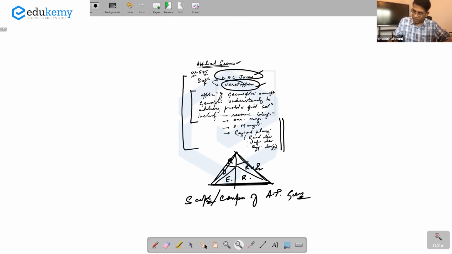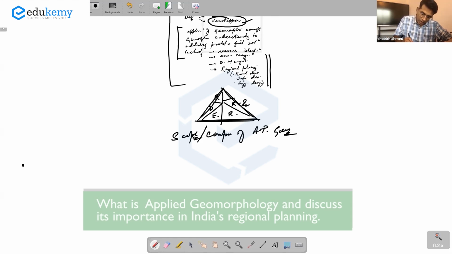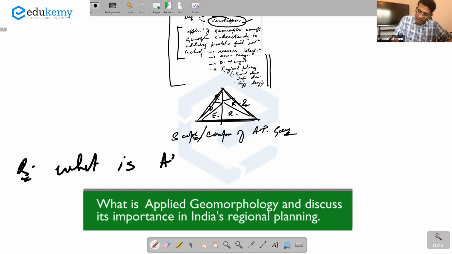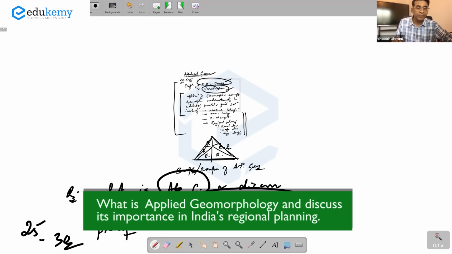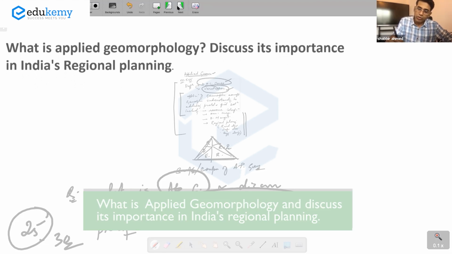Now, one question which can be asked to you is, what is applied geomorphology, and discuss its importance in India's regional planning. Okay, इसमें 2 concepts हैं. One is you must explain what this is, and then explain how regional planning can be done using applied geomorphology. So start the answer by saying explain, and this could be a 25-mark question or even a 30-mark question. More likely 25 marks, it is asked, so think on those lines. But it will be a longer answer.